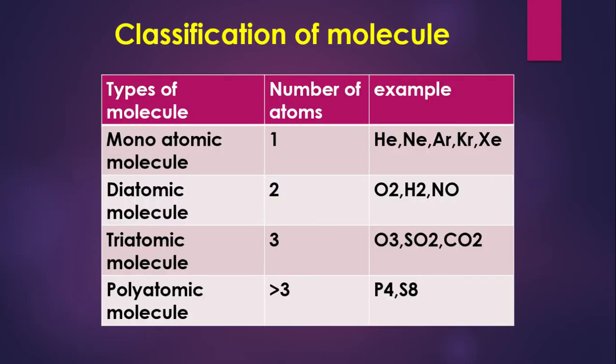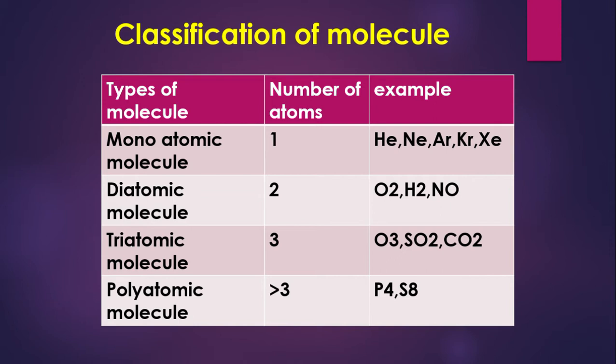Classification of molecules. Types of molecules by number of atoms. Monoatomic molecules have one atom. Example, helium, neon, argon, krypton, xenon. A diatomic molecule contains two atoms. Example, O2 oxygen, H2 hydrogen, NO nitric oxide.